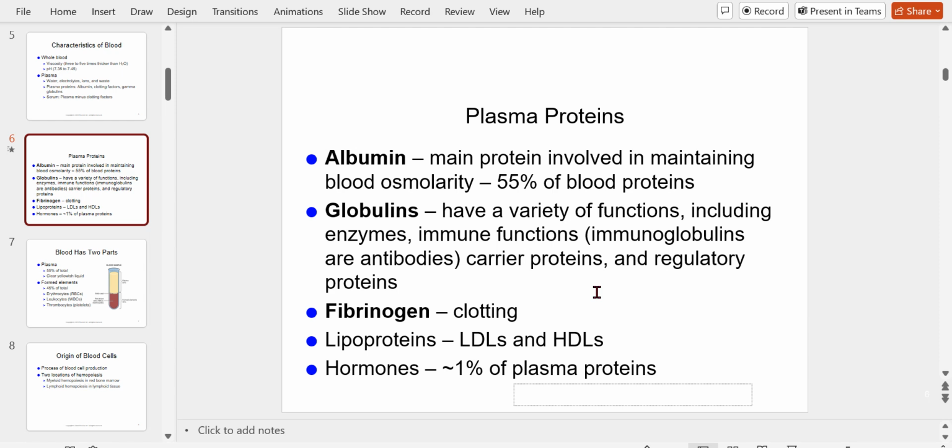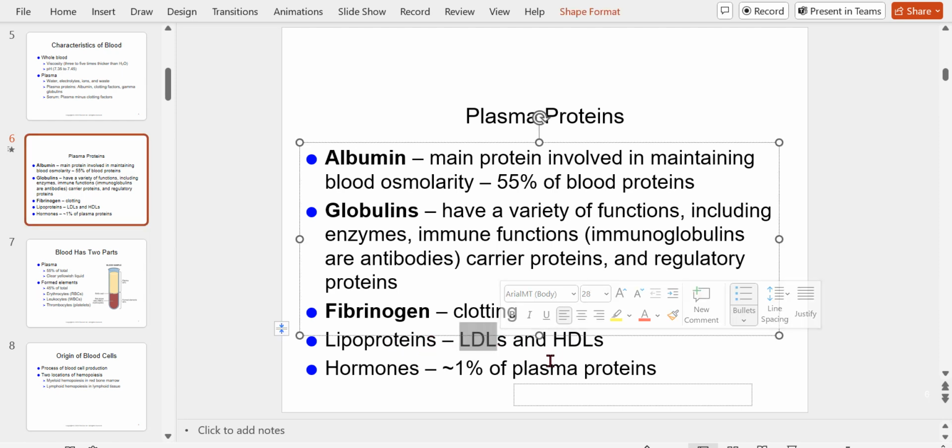Fibrinogen is involved in clotting, and when you do get a non-severe cut, what happens is these spider web-like proteins go across the cut from the inside, and that's how the blood eventually stops leaking out of a cut. There are also lipoproteins. You've heard of LDLs and HDLs.